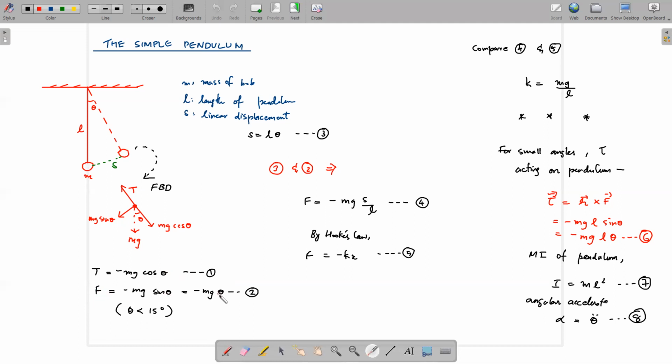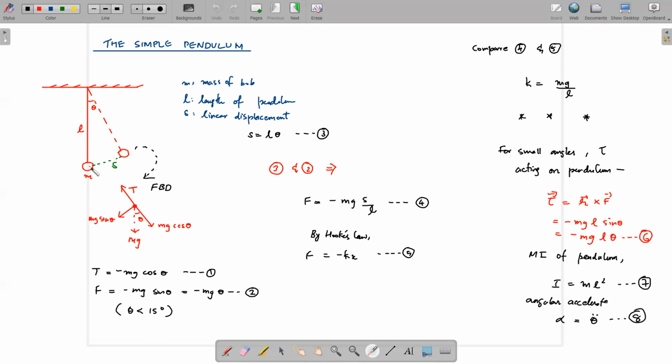And since the angle is very small, we are taking it as approximately less than 15 degrees, we can write it as mg theta itself. Sin theta is almost equal to theta. Okay, all right.